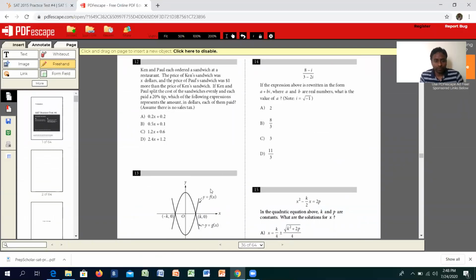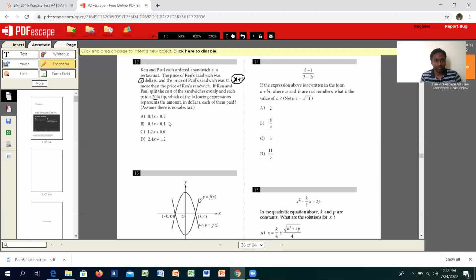Moving on to question number 12, wherein a word problem is given again. Ken and Paul each ordered a sandwich at a restaurant. The price of Ken's sandwich was X dollars, and the price of Paul's sandwich was $1 more than that. Okay, so since it is given in X dollars, we don't know exactly what price it is, so we'll write it as one more for Paul's, which is X plus one. They split the cost of the sandwiches evenly and each paid a 20% tip.